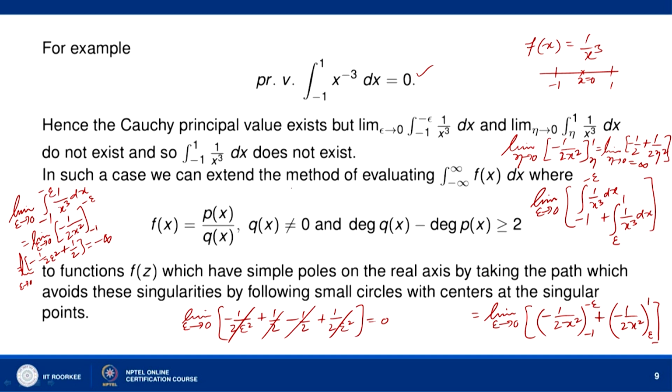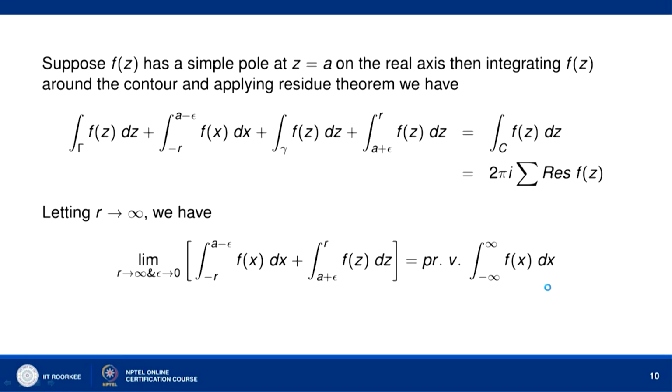In such a case, we will extend the method of evaluating the integral over minus infinity to infinity f x dx, where f x is p x by q x, q x is not equal to 0 and degree of q x minus degree of p x is greater than or equal to 0. This we have already seen. We will extend the method to functions f z which have simple poles on the real axis by taking a path which avoids these singularities, by following small circles with centers at the singular points. Now, let us see an example on this.